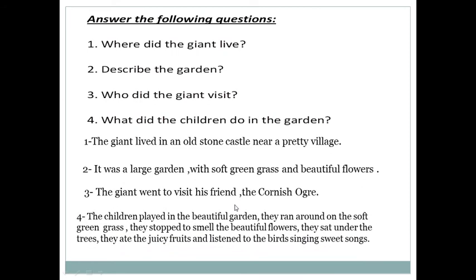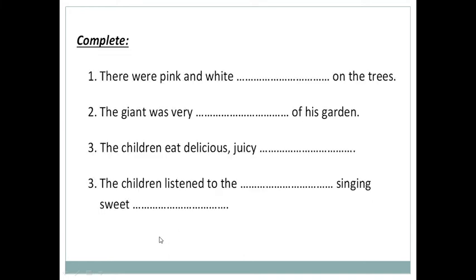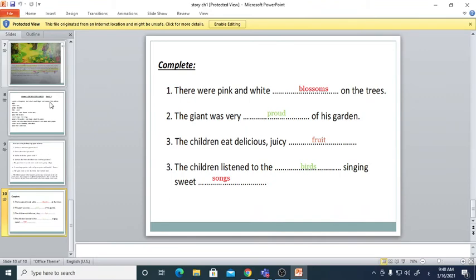Number 4, what did the children do in the garden? The children played in the beautiful garden. They ran around on the soft green grass. They stopped to smell beautiful flowers. They sat under the trees. They ate the juicy fruits and listened to the birds singing sweet songs. Complete: There were pink and white on the trees. Pink and white what? Pink and white blossoms.